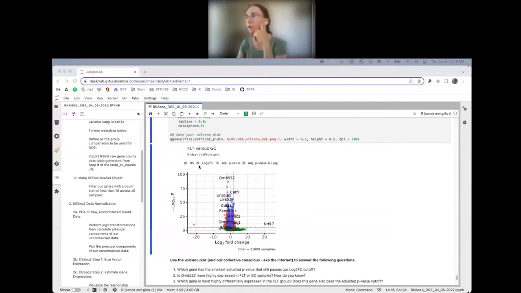So green is anything that just passed log two fold change cutoff. Blue is anything that just passed adjusted p-value cutoff. So that's within those two lines. And red is anything that passed both the adjusted p-value and the log two fold change cutoff. Okay.